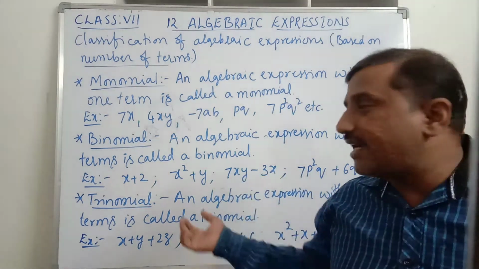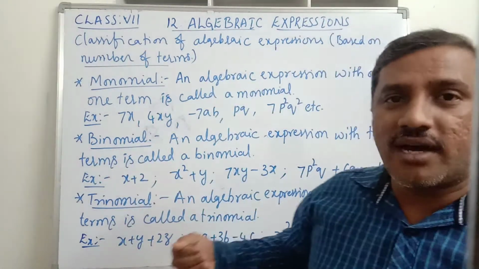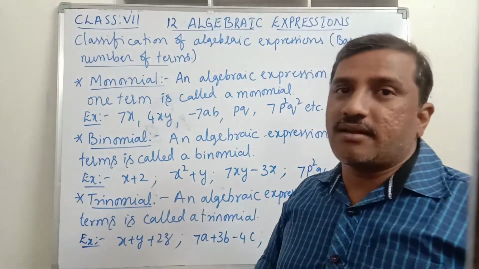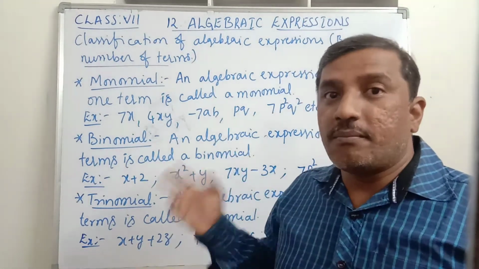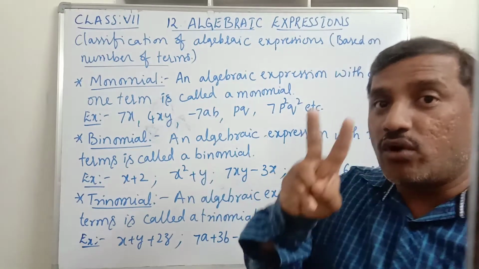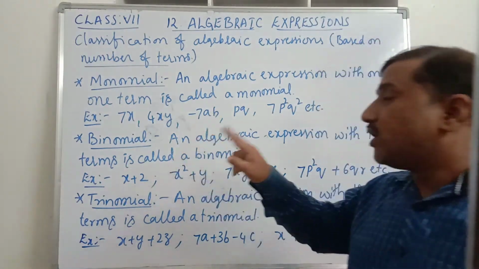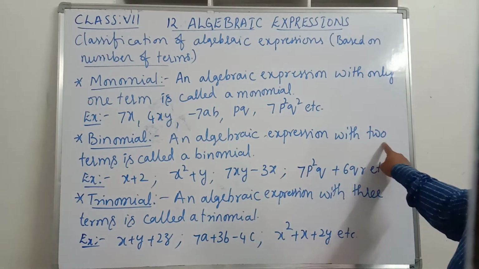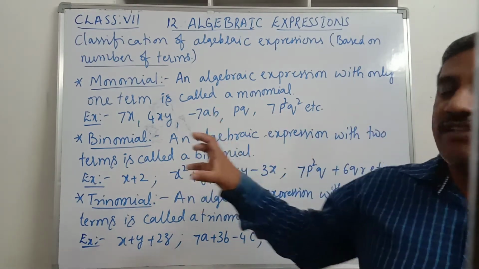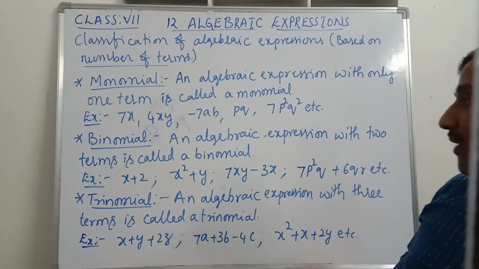Next, the second category is binomial. Bi means two. We have come across in maths the bisector, which means dividing into two equal parts. The binary number system has only two digits, 0 and 1. So bi means two. An algebraic expression with two terms is called a binomial.